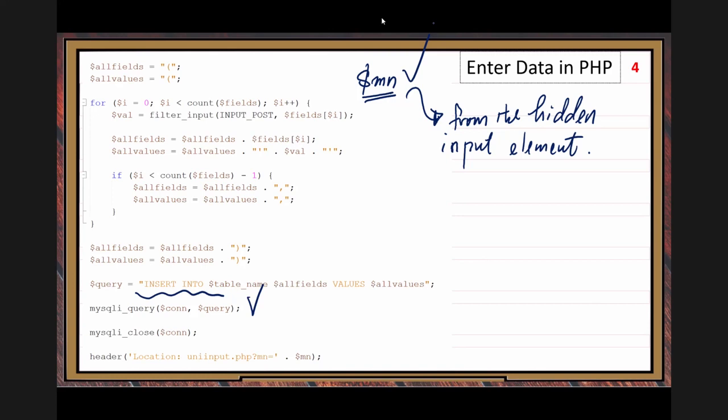Then we need to form a generic input query string. That means when we insert a new row of data for all those 5 tables, we use the same line for all 5 different tables. That's an efficient way. Because we change the table name here, then all fields, we use a for loop to form all the fields. The field values we retrieve with filter input, input post, from the submitted HTML form.